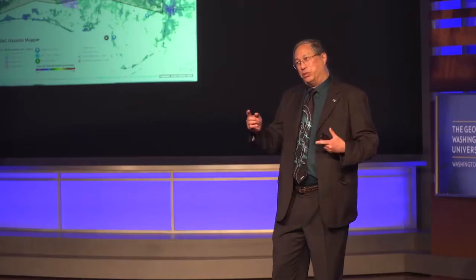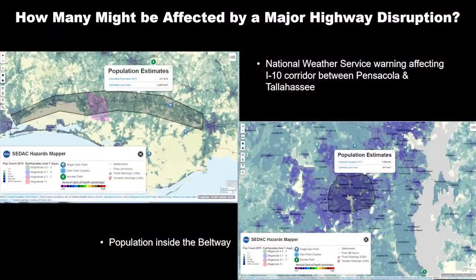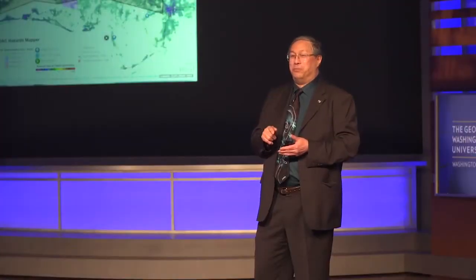And the way in which you can think about these tools would be, we were actually interested in feedback. Here's a case where there was a weather service warning in an area along the I-10 corridor between two major cities. So you're not just worried about the direct impact of the hazard on a point, but how important is that point, for example, in disrupting a major transportation corridor? Or, of course, we're sitting here in the DC area, how many people actually live inside the Beltway, and what would happen if an event occurred here.